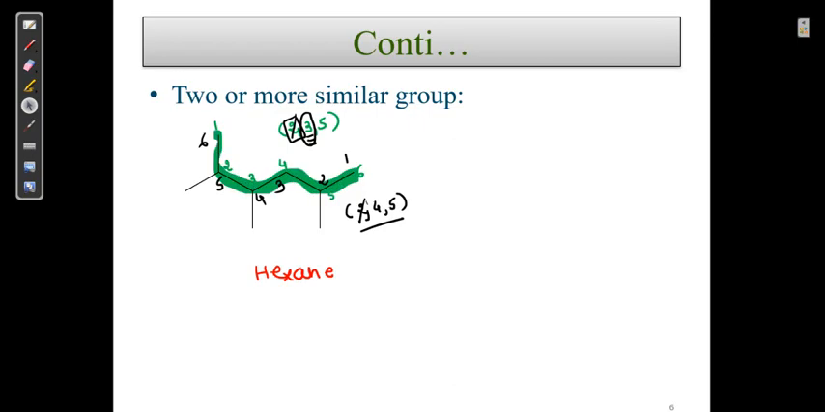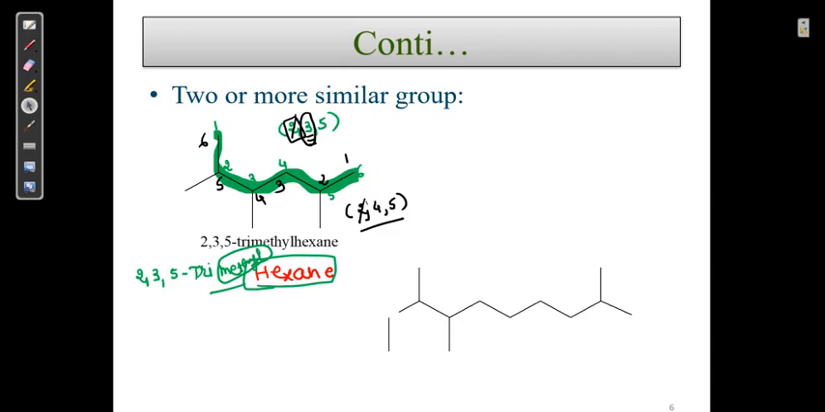So if we follow this green color, then what things remaining are we getting? We are getting 2, 3 and 5, tri, methyl. Everything we have to keep like this, and the remaining things we arrange alphabetically. 2, 3, 5 trimethyl hexane. Let us come here. A longest chain to identify is very easy.